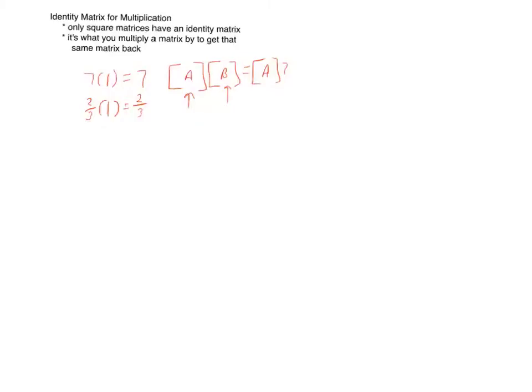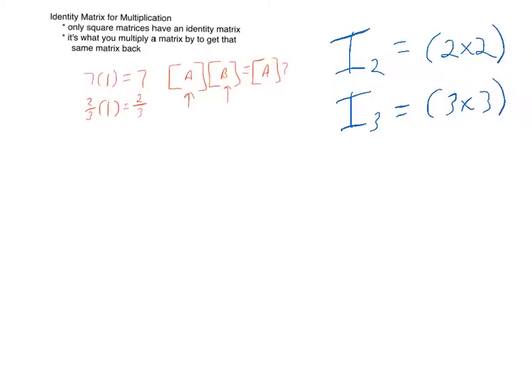They're denoted with a big I for identity, and it has a little subscript. If it's I2, that is the identity for a 2 by 2 matrix. It's what you multiply a 2 by 2 matrix by to get the matrix back. If you see I3, that means it's the identity for a 3 by 3 matrix. What do you multiply a 3 by 3 matrix by to get that matrix back? I think you can follow the pattern.